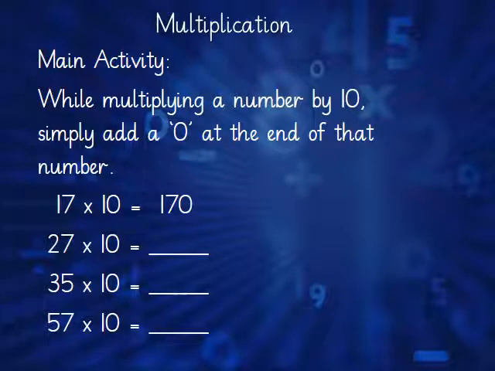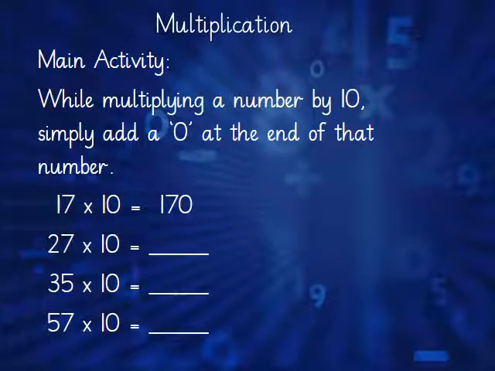Moving on with multiplication. While multiplying a number by 10, simply add a 0 at the end of that number. Look at the given example. 17 multiplied by 10 is equal to 170, as we have simply added a 0 after 17. You can do the rest of the questions in the same way and match your answers later on.